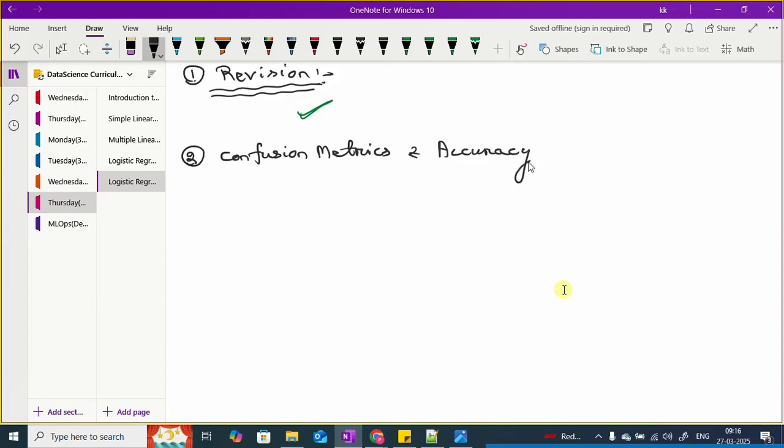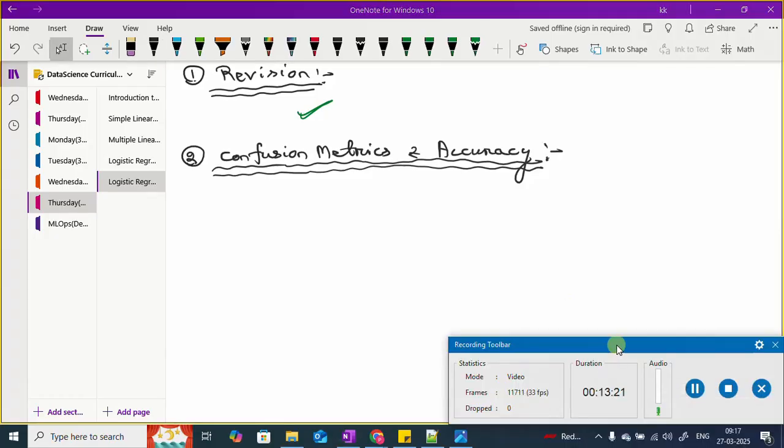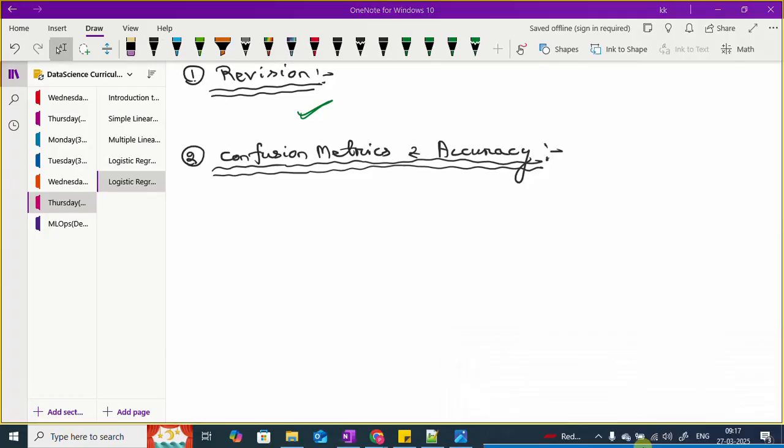Guys, any doubt so far? Before moving into the next concept, please let me know if you have any doubt. Let me see your chat box. Any doubt? Ask me here itself.